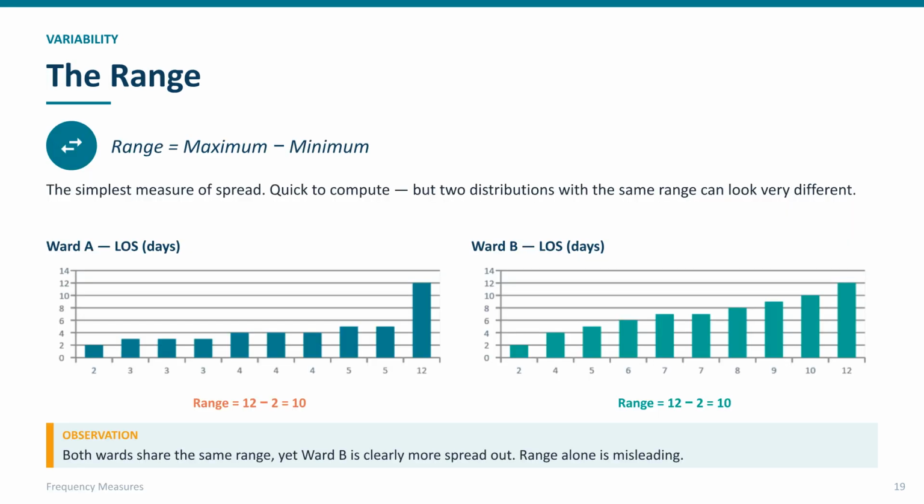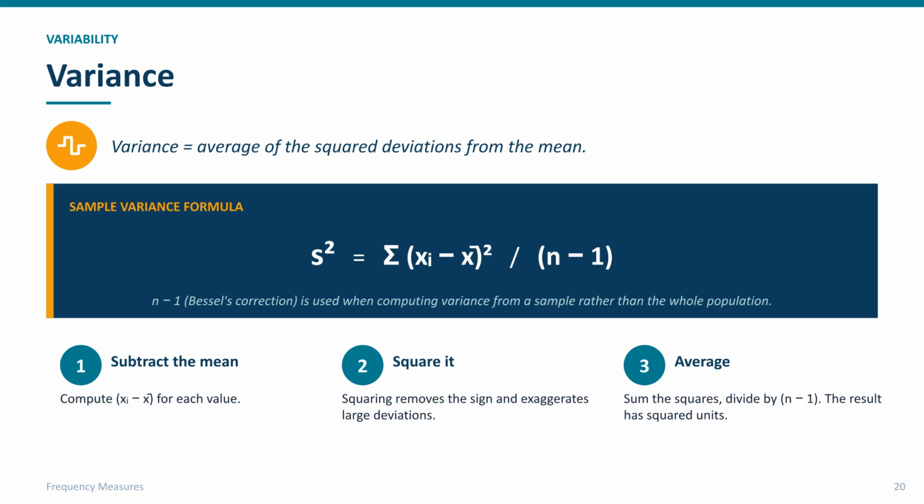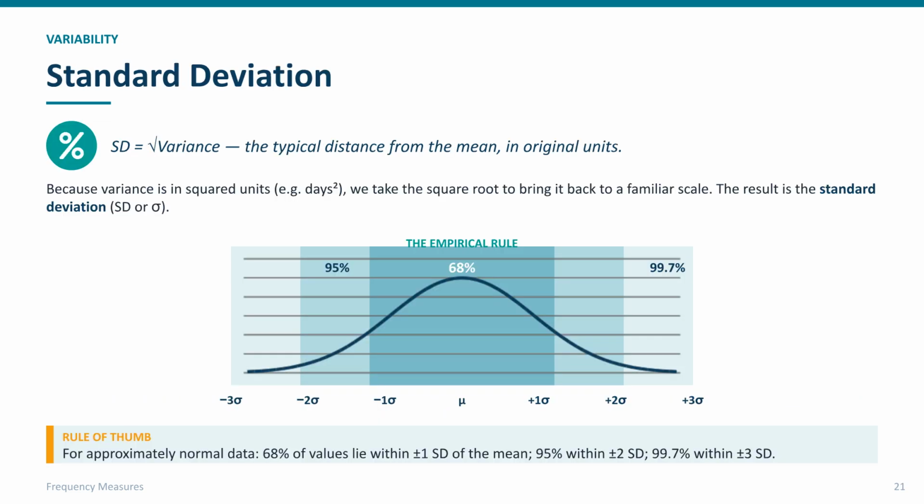Moving to measures of variability, the range is the simplest to calculate, the maximum minus the minimum. While quick to find, it can be misleading, as two very different distributions can have the exact same range. Variance measures how far data points spread from the mean. We compute it by finding the average of the squared deviations. Using Bessel's correction, or n-1, ensures our estimate is unbiased for samples. Since variance uses squared units, we take its square root to return to the original scale. This gives us the standard deviation.